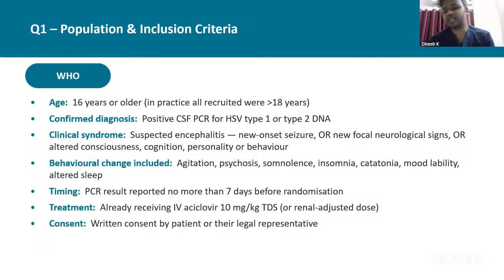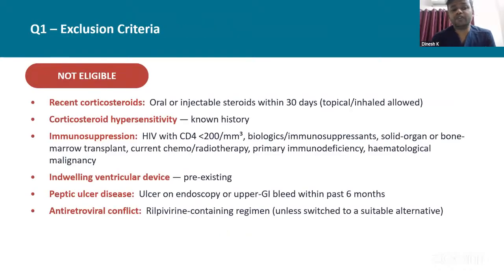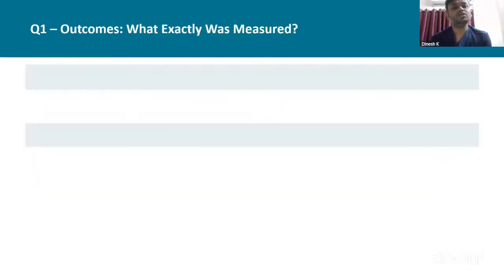These are the inclusion criteria which we have already discussed. Someone with a confirmed diagnosis or any features of encephalitis with an age of more than 16 will come as an inclusion criteria. Coming to the exclusion criteria, if someone has received corticosteroids, either oral or injectable, within 30 days, they were excluded. Corticosteroid hypersensitivity, if they are immunosuppressed, or if they have a pre-existing indwelling ventricular device, peptic ulcer disease, or if someone is on ART with a rilpivirine regimen, which may have a drug interaction, they all become exclusion criteria.